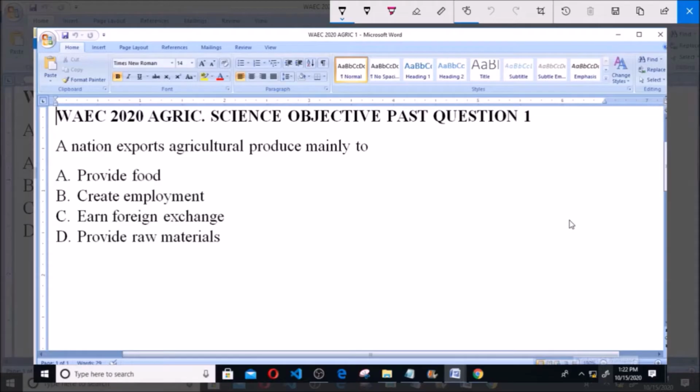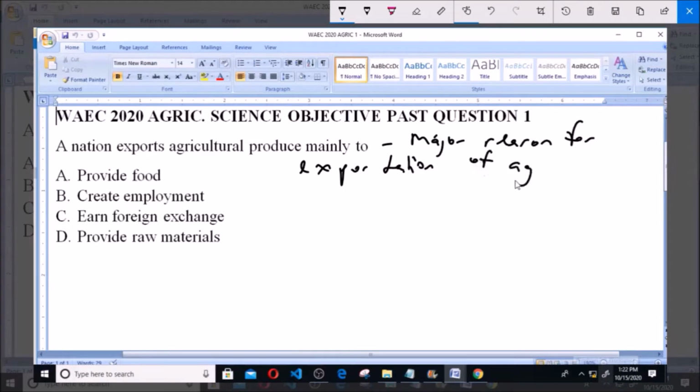A nation exports agricultural produce mainly to A. Provide food, B. Create employment, C. Earn foreign exchange, D. Provide raw materials. So we are asked for the major reason for exportation of agricultural produce. So why does a country or a nation choose to export agricultural produce?